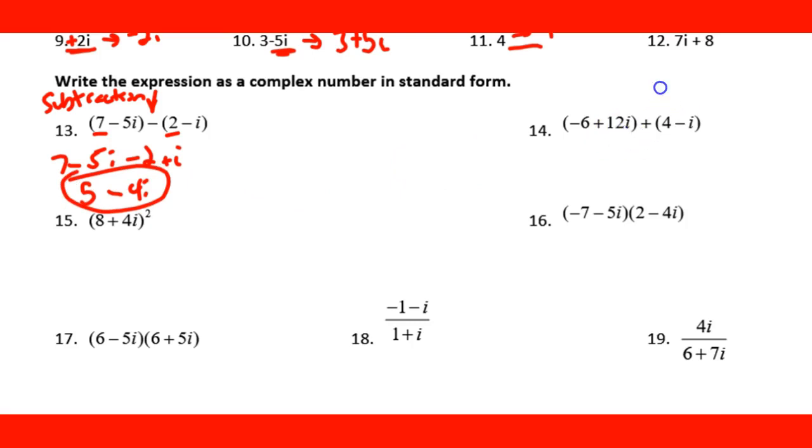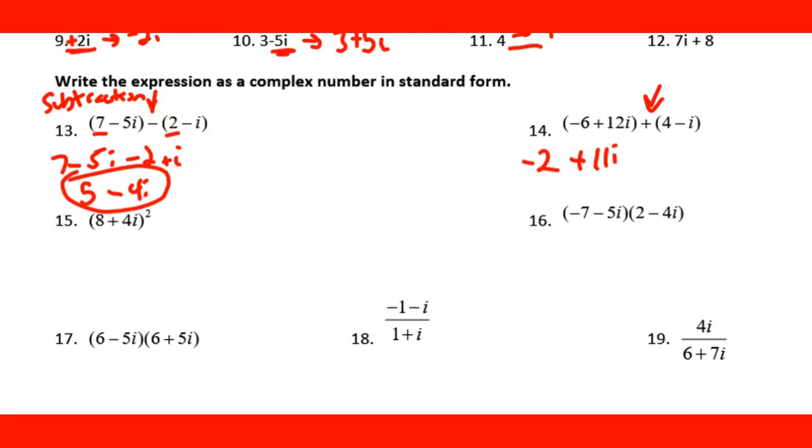Right here, that sign is addition. So we have negative 6 plus 4, and we have 12i minus i, and that's going to be 11i.